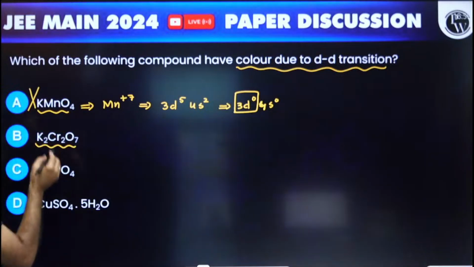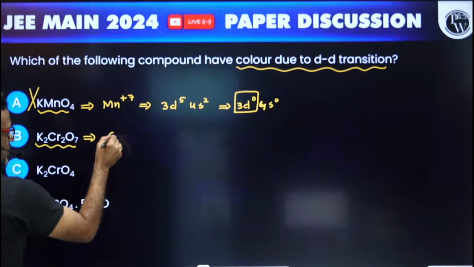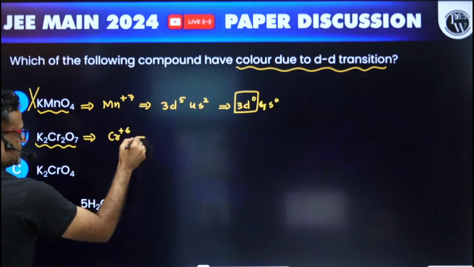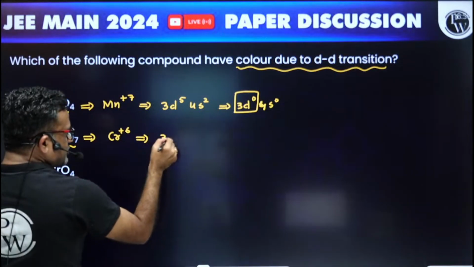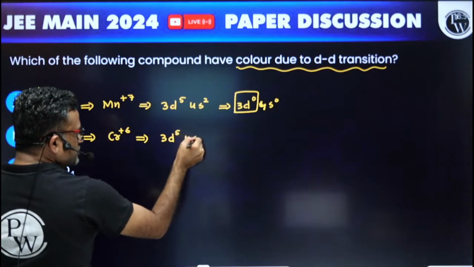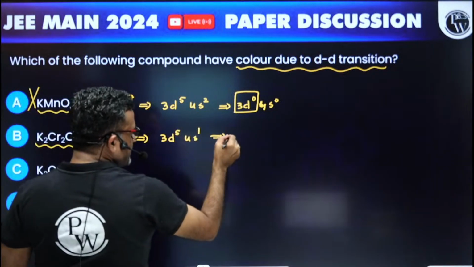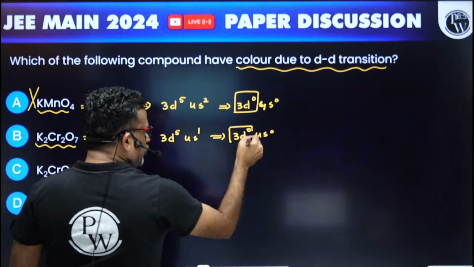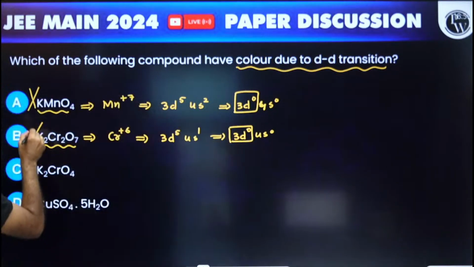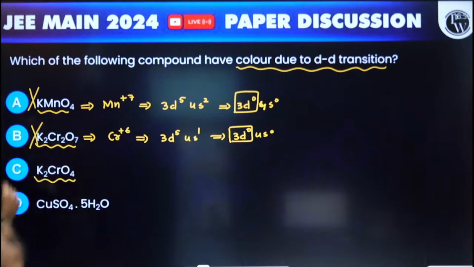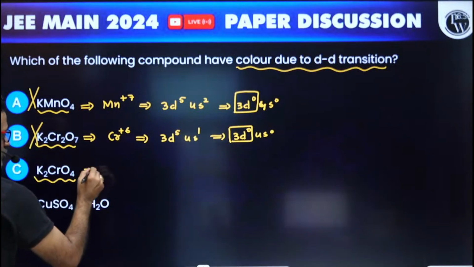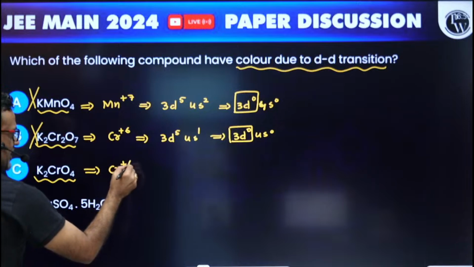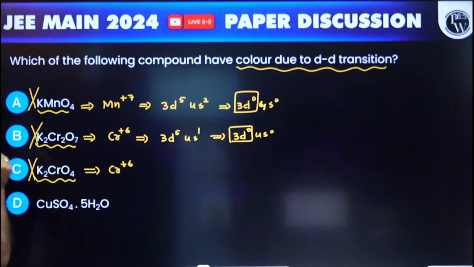Similarly, K2Cr2O7. So Cr is in what here? +6 state. So Cr, which is actually 3d5 4s1 configuration, with +6 becomes 3d0 4s0. No d electrons, no dd transition. K2CrO4 is also having Cr in +6 state, no dd transition.